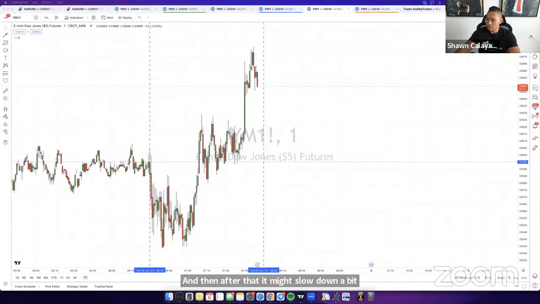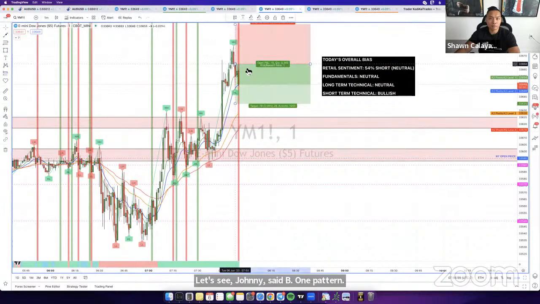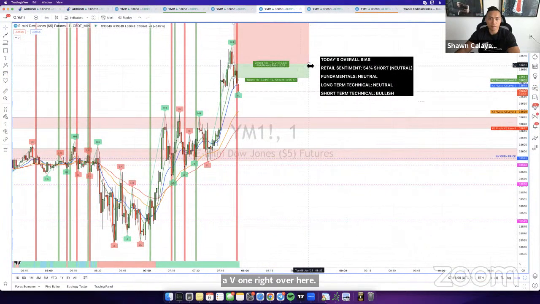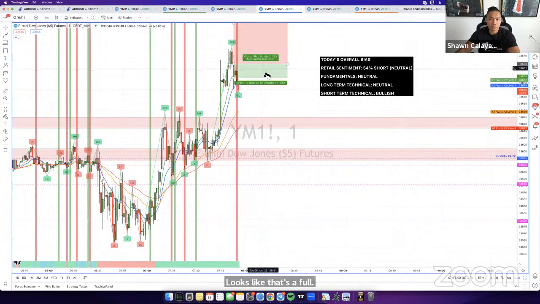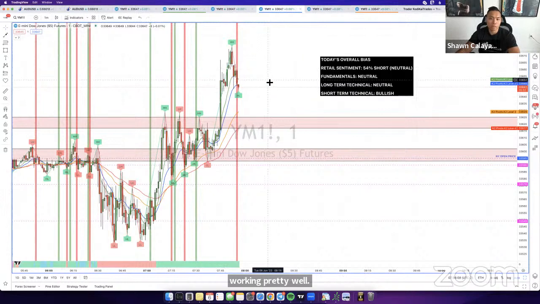Let's see. Johnny said V1 pattern half push at 752. Nice. Yeah, so Johnny took a V1 right over here. It looks like that's a full TP right there. Nice work, Johnny. Yeah, so you guys are killing it. These V1s here are working pretty well. I mean, a V1 is a good strategy for a sideways market as well. So maybe we'll start incorporating that into our entries.